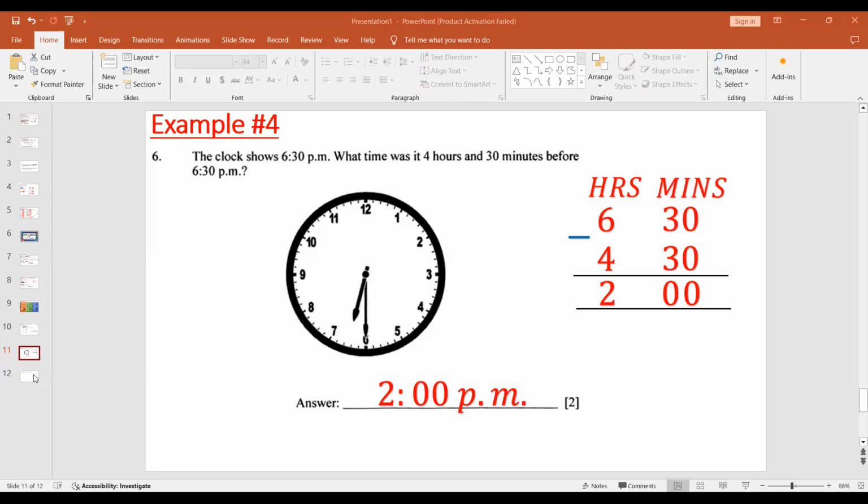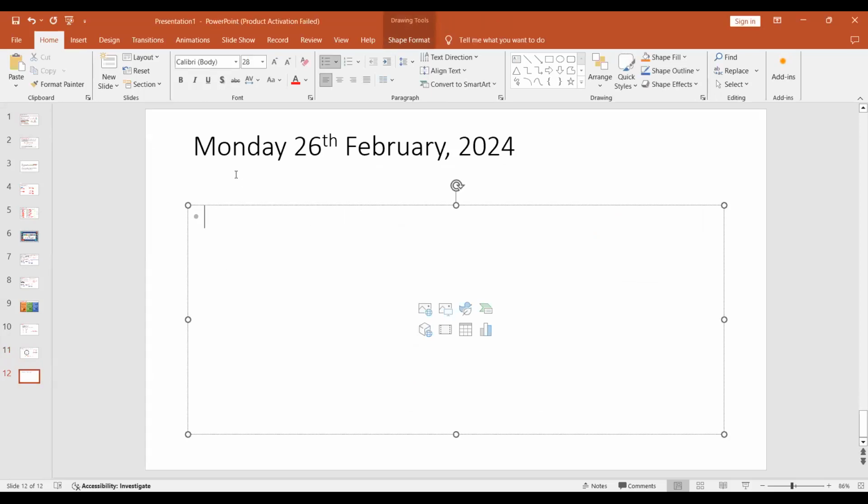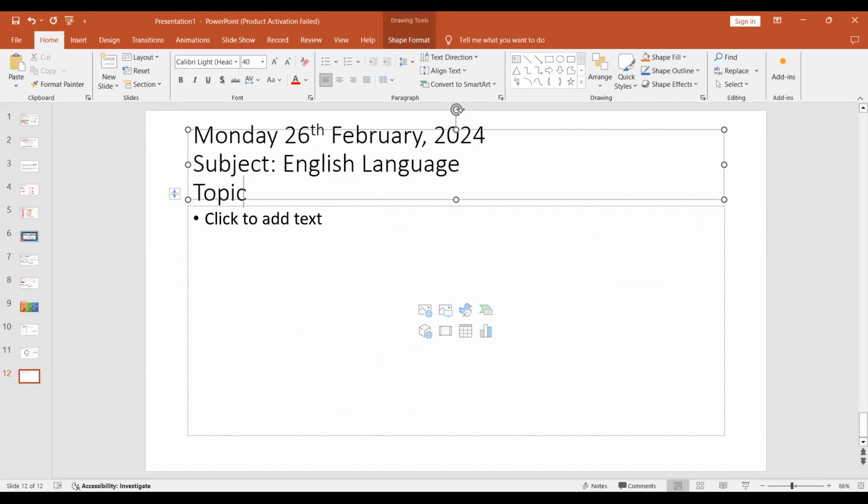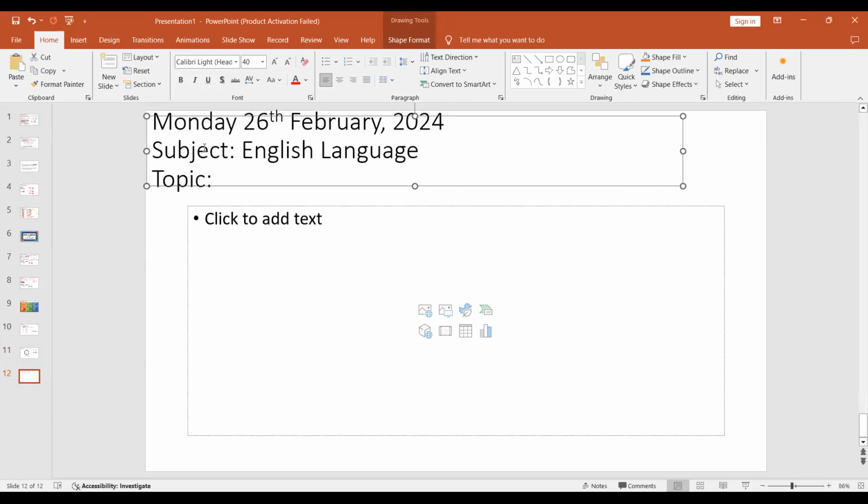Okay, good. So the subject is of course English language. The topic is definitely... the last time we were here for English language, anyone remember what we were looking at? The last time we were here, what is our topic? We were talking about subject verb agreement. Very good.